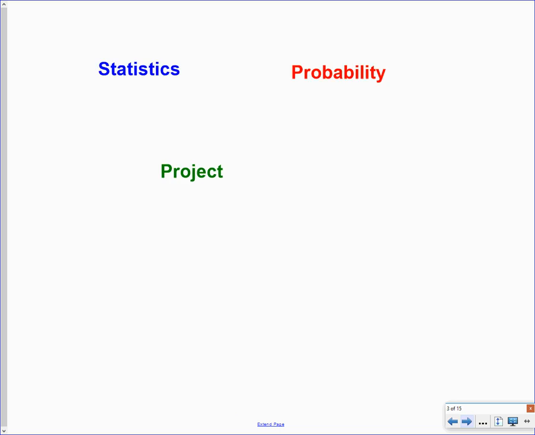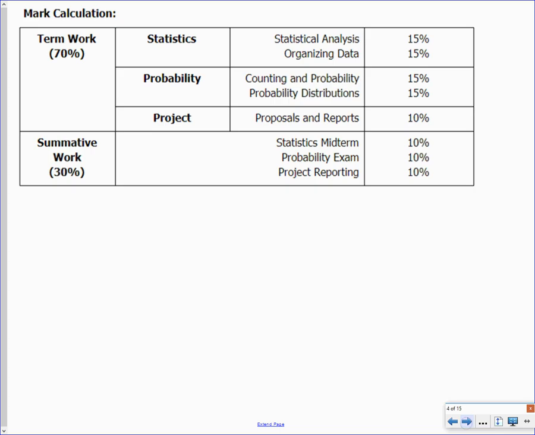Well, basically, there are three big parts to this course. The first half of the course, we are going to cover statistics. The second half of the course, we're going to cover probability. And then throughout the course, you're going to be working on a large project, which really contains more statistics than it does probability. But those are the three big things that you have to complete in order to finish this course.